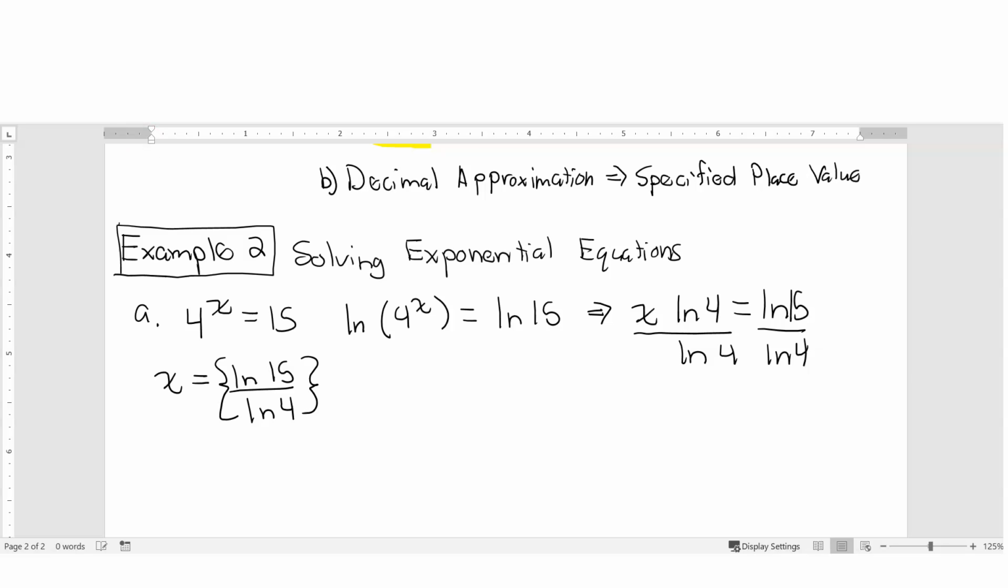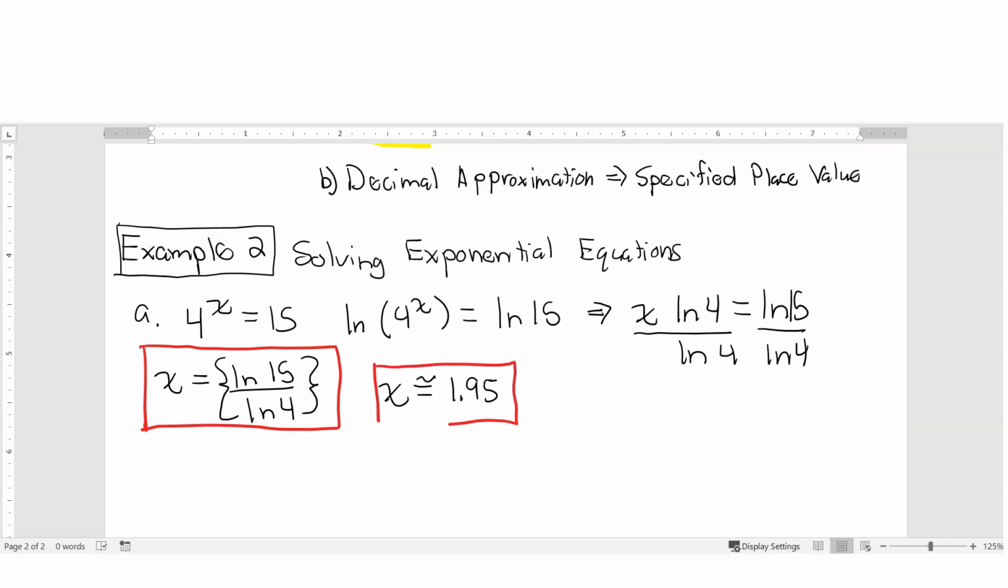And this would be what I was referring to as the exact solution in terms of natural logarithms. Now, the text also asks for the decimal approximation, so you can use your calculator and round it to 2 decimal places. x would be approximately 1.95. So notice the two solutions. One is the true exact solution in terms of natural logarithms, and then the other is the decimal approximation.